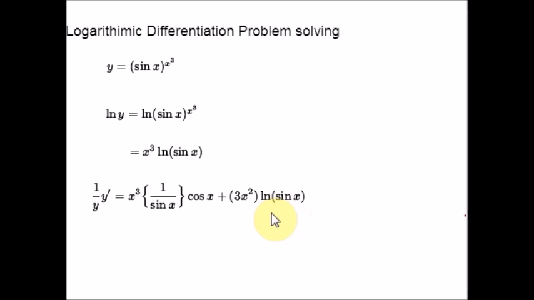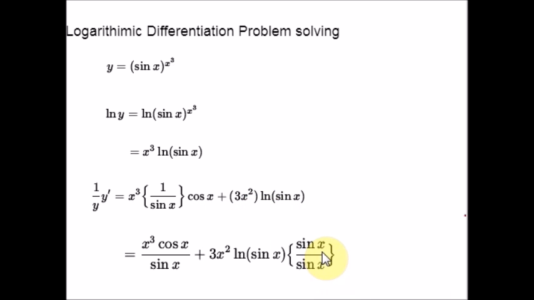We add or subtract two fractions only when the denominators are same. That is why I'm making the denominators same here. I'm multiplying and dividing the second term by sin x over sin x. So after multiplying, taking the common denominator, I get. Hope you're clear till this step.